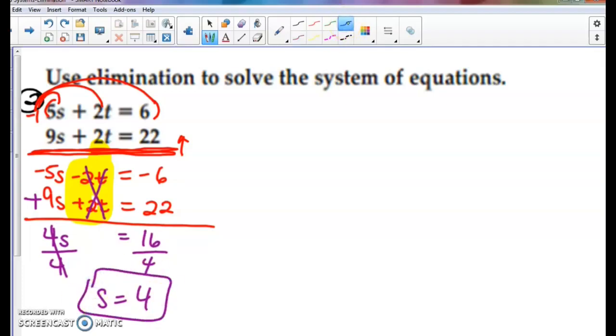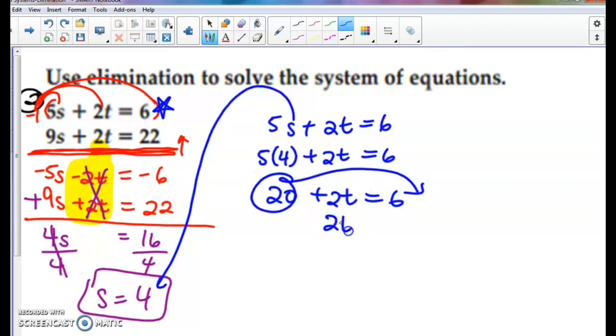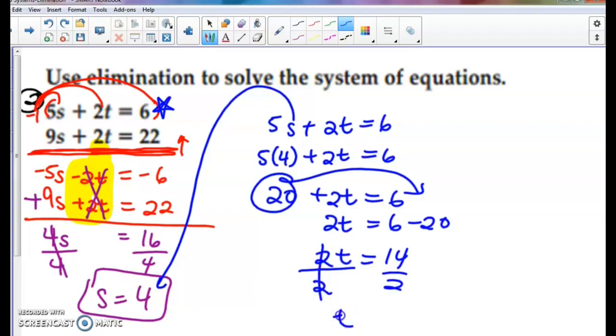Next, we need to solve for t. So once again, it doesn't matter which one you grab. I'm just going to grab the first original one. So 5s plus 2t equals 6. Replace this s with 4. So I'm going to get 5 times 4 plus 2t equals 6. 5 times 4 is 20 plus 2t equals 6. Transpose my 20 and make it a minus 20. So we get 2t equals 6 minus 20. 6 minus 20 is negative 14. Last step, divide both sides by 2, and we have t equals negative 7.